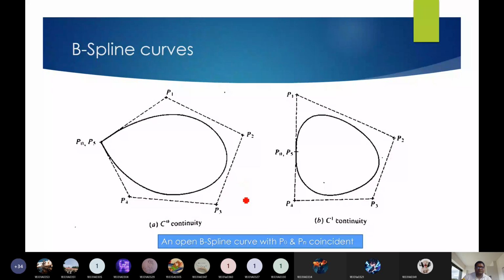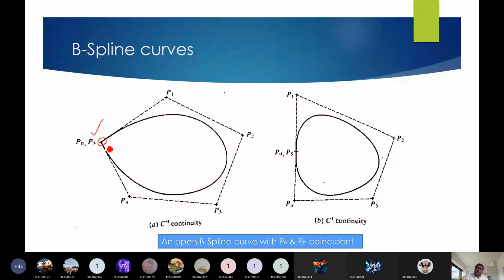B-spline curves, just like a Bezier curve, by picking the same starting and end point you can get a closed Bezier curve, right? Similarly here, even for B-spline curves, you can pick the same point as the starting point as well as the end point: P0, P1, P2, P3, P4, again P5, I'm picking the same point. By picking that, you can get a B-spline like this.